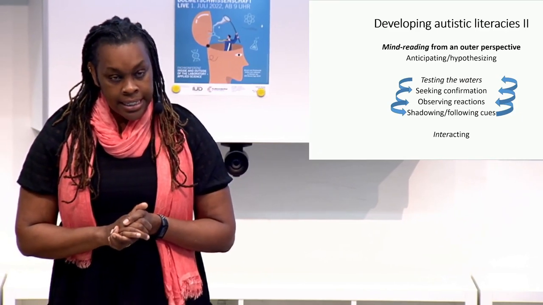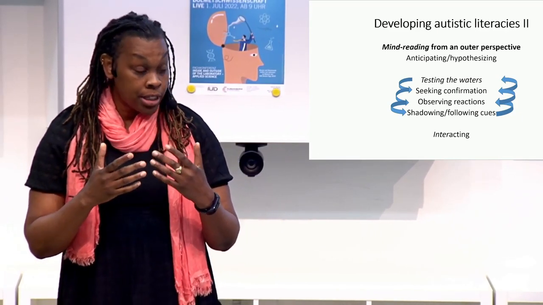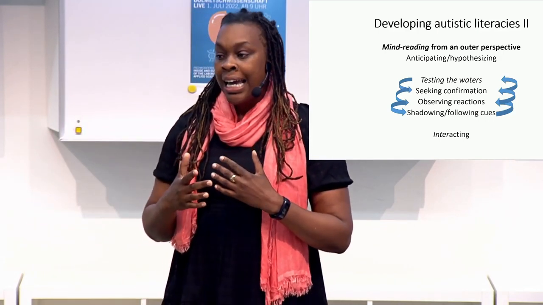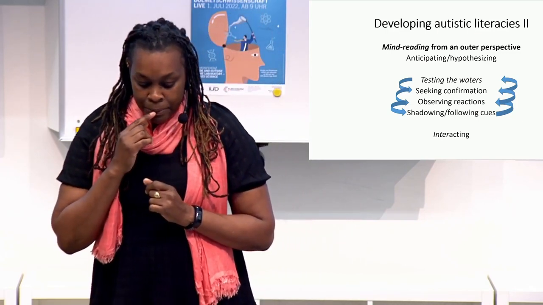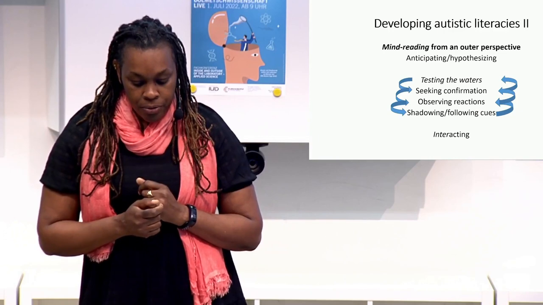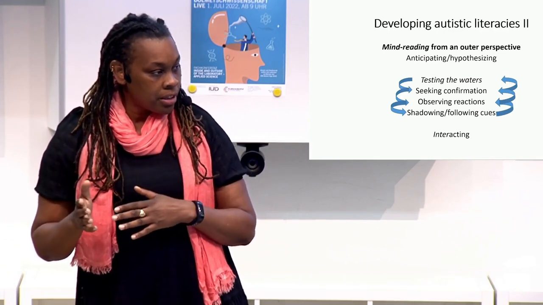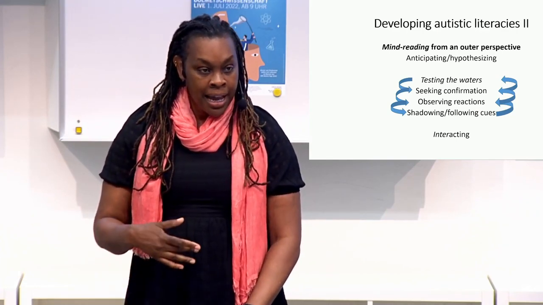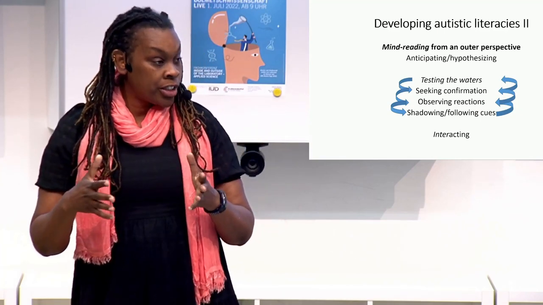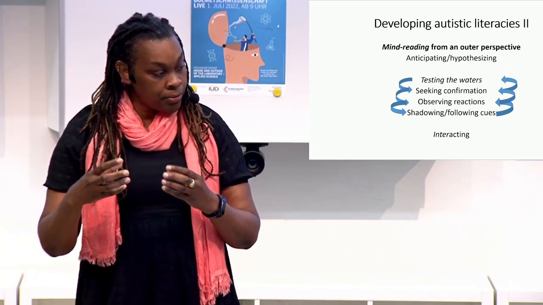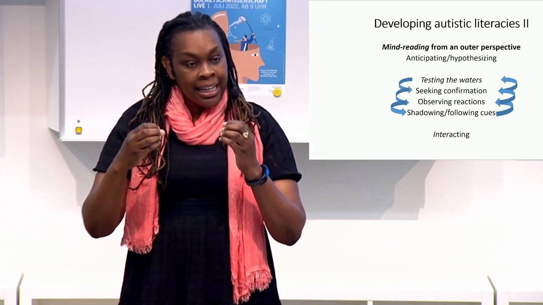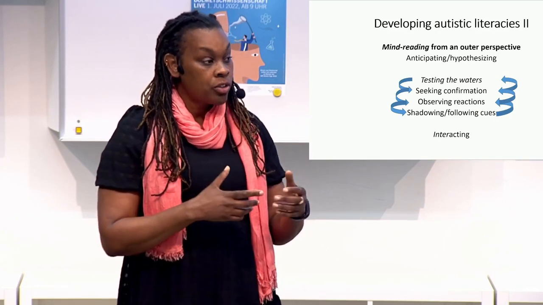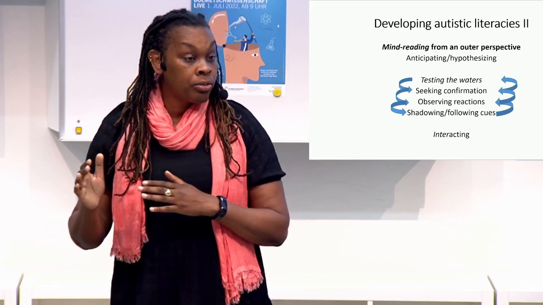And then seek confirmation. Look for responses or reactions that might suggest that was a good thing to say or do. And then observe whether that brings further results. And then the last step would be reacting by following cues, making your actions based on what you have observed, what has been confirmed, what you have tested, and probably imitating to a certain extent the kind of reaction that you observed. So shadowing or following on from the cues.